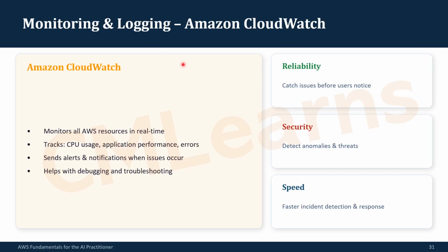So yeah, the last thing is monitoring and logging. That's CloudWatch. We should use Amazon CloudWatch, which monitors all the AWS resources in real time. That means it tracks EC2 usage, like CPU usage, and application performance, errors, everything, and sends alerts and notifications whenever an issue occurs, and helps with debugging as well as troubleshooting. So it is very needed for reliability, security, and speed.